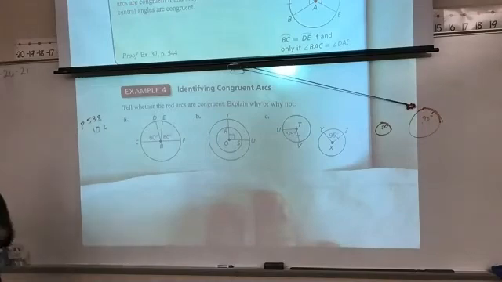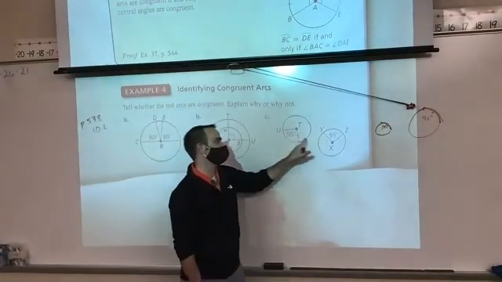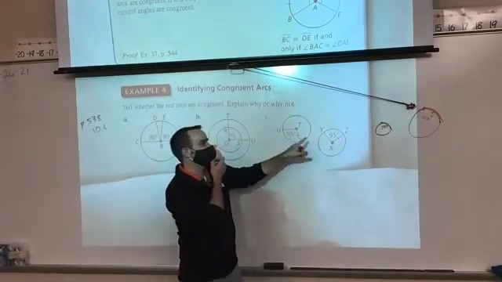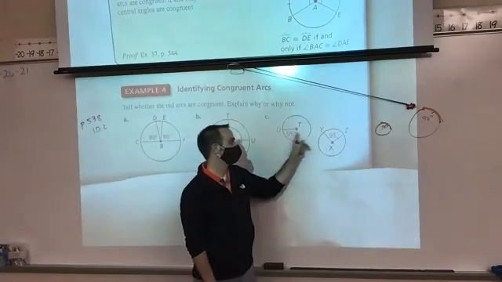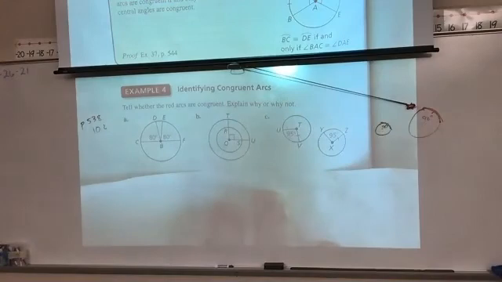Good. C, yes or no? Yeah, they are good. Right? So now we've got different circles, but we know the radii are congruent. If the radii are congruent and our central angles are the same, then the arcs have to be the same. Good. Okay, questions on that?